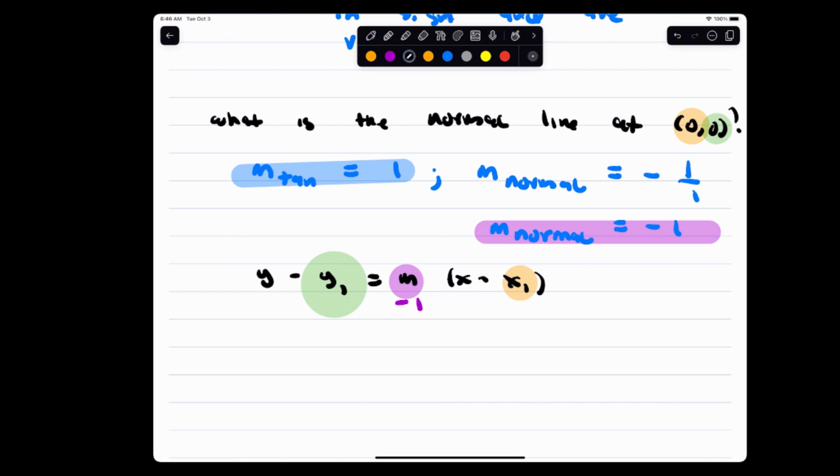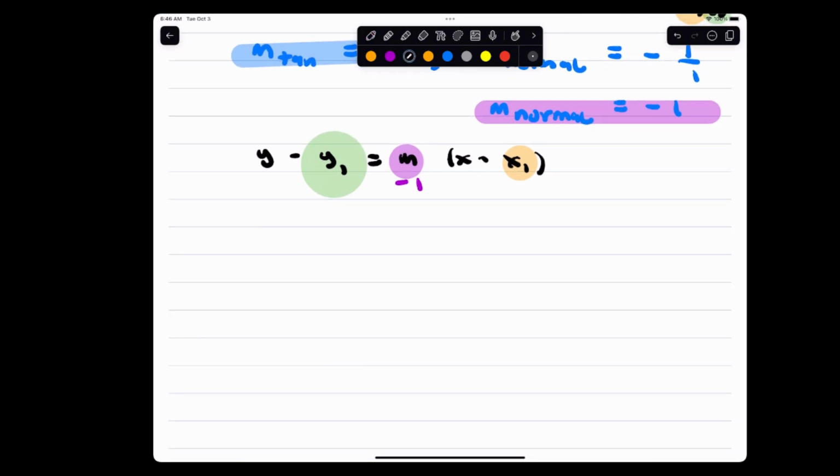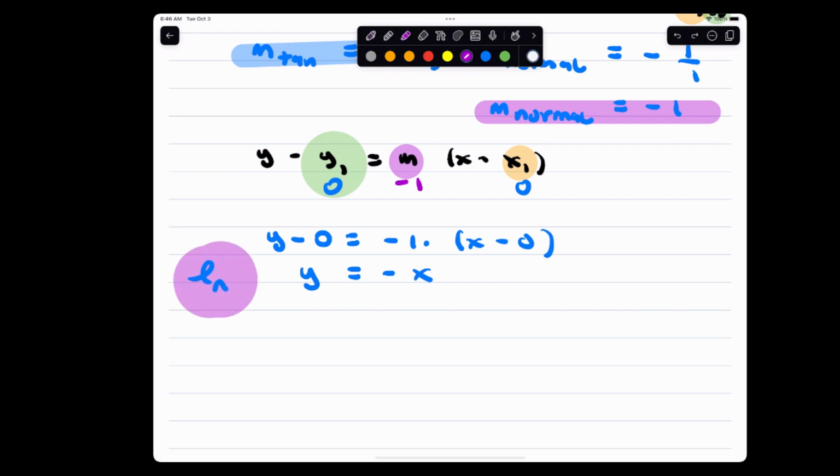So now, ladies and gentlemen, you get now what? Plug in those values. 0, 0. What do you get? y minus 0 becomes negative 1 times x minus 0. Or we say y is just negative what? x. This is our normal now. So you even have what's known as a normal line.